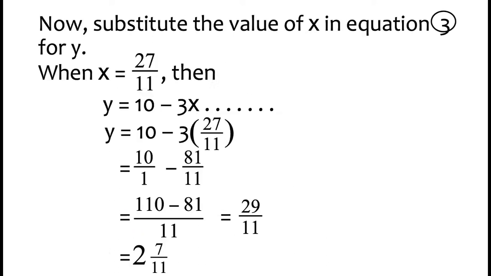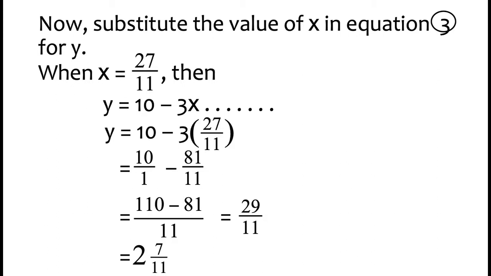Now, since we have gotten the corresponding values of x, we are to substitute the values of x in equation 3 for y. What is the value of x? x is gotten as 27 over 11. And equation 3 is y equals 10 minus 3x.